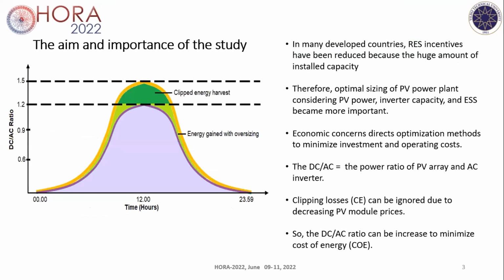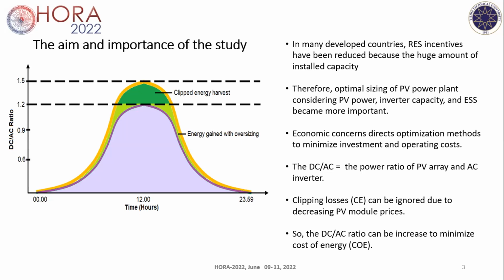In many developed countries, RES incentives have been reduced because of the huge amount of installed capacity. Therefore, optimal sizing of power plant, considering PV panel, inverter capacity, and ESS, becomes more important. Economic concerns also direct optimization methods to minimize investment and operation costs.